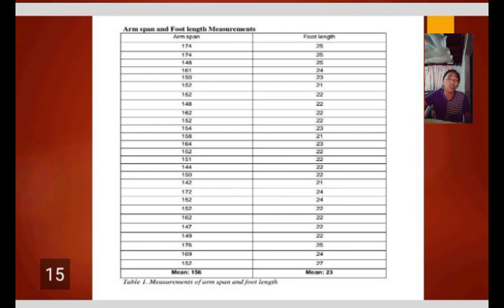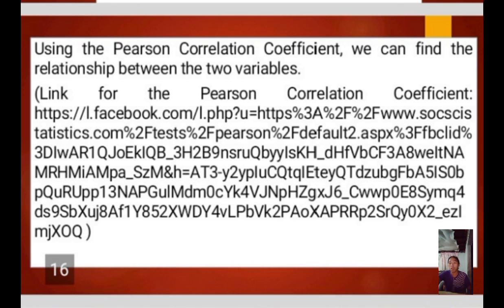As you can see in the data, we have arm span and foot length in a table form. The total number of respondents is 27. So for arm span we have 27 respondents, and for foot length we also have 27 respondents. And as you can see in Table 1, it is a measurement of the arm span and foot length. The mean of the arm span is 156 centimeters, while the mean of the foot length is 23 centimeters.